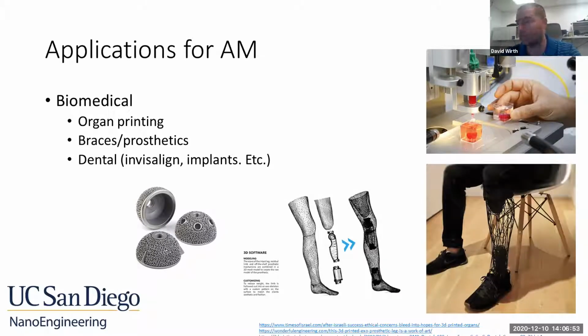Implants and prostheses are also a big area. You can see this kind of structure here. This is called a Voronoi structure. And this is a very conducive geometry for 3D printing because you can get a very high strength to weight ratio with these kinds of structures.